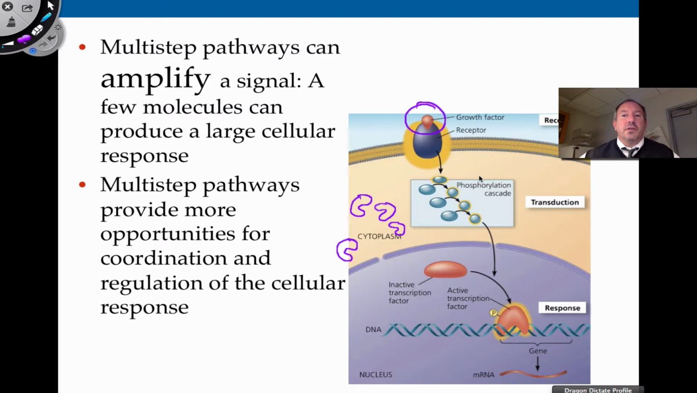And so the transduction pathway is what we want to focus on today. And it's usually multiple steps. And when it's multiple steps, that affords an amplification, and it also affords regulation and better coordination internally.